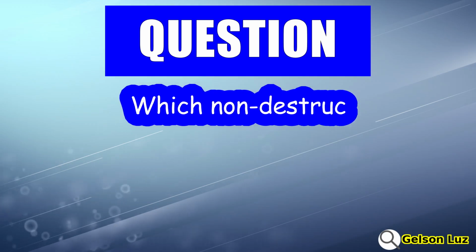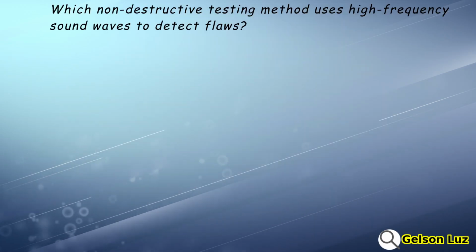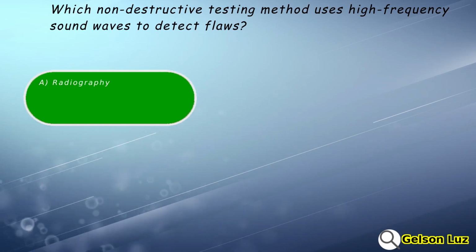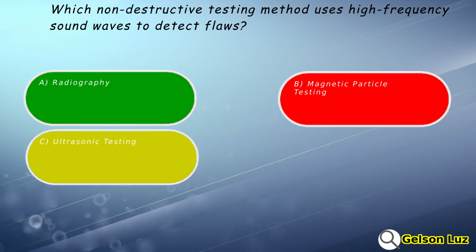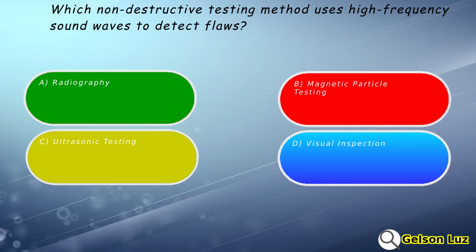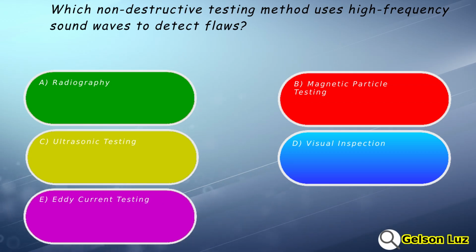Which non-destructive testing method uses high-frequency sound waves to detect flaws? A. Radiography. B. Magnetic particle. C. Ultrasonic testing. D. Visual inspection. E. Eddy current testing.